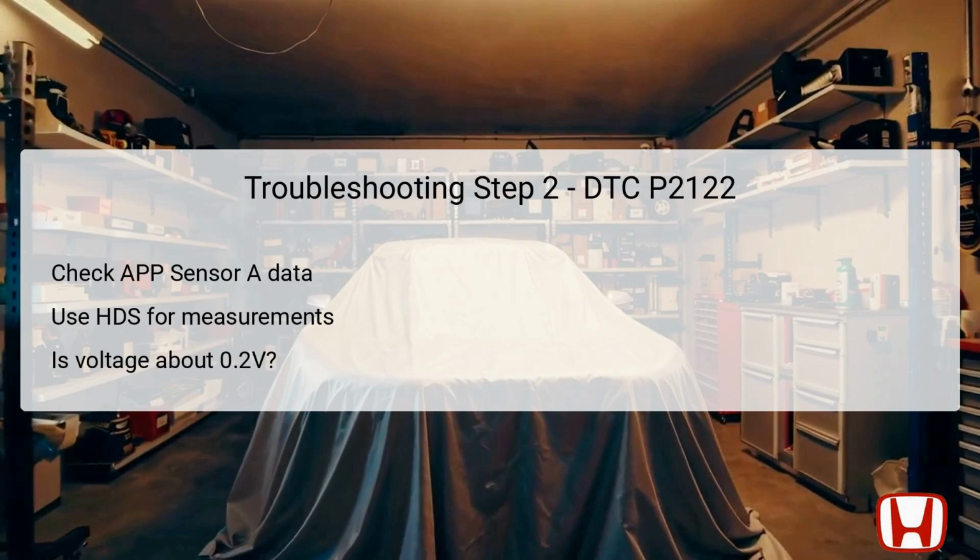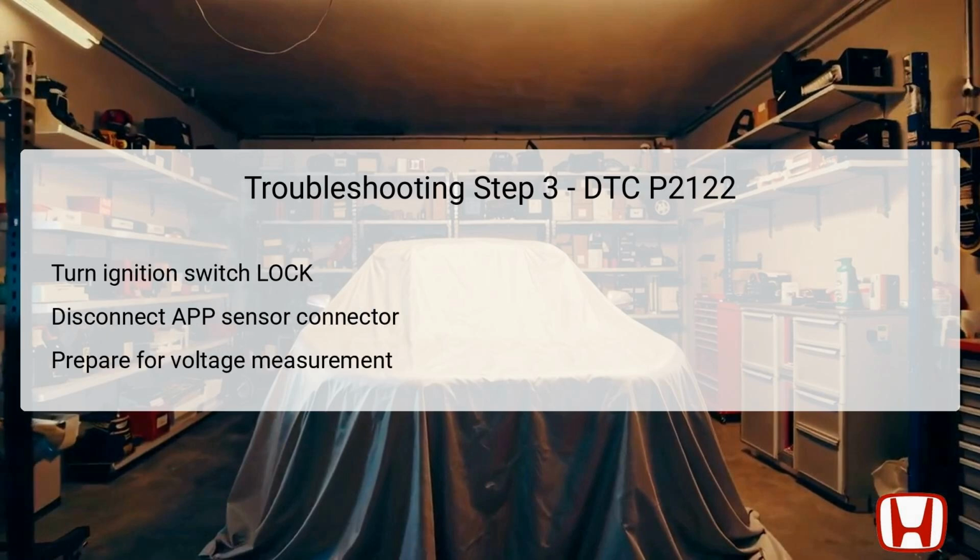In this case, the technician should consider inspecting for poor connections or loose terminals at both the APP sensor and the engine control module, ECM, or powertrain control module, PCM. This step ensures the sensor's integrity and its electrical connections are thoroughly assessed.